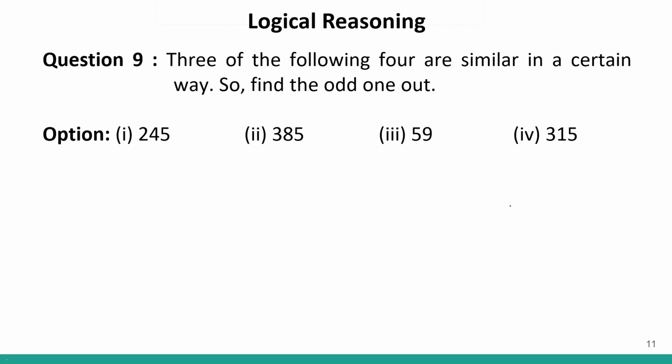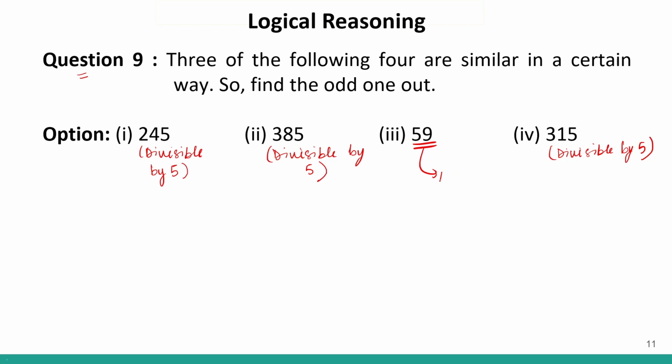Now, let us look at question number 9. Question number 9, 245, 385, 59 and 315. So I can see 245 is divisible by 5. Simple logic, divisible by 5. Similarly, 385 is also divisible by 5. 315 is also divisible by 5. Only 59 is a number which is not divisible by 5.